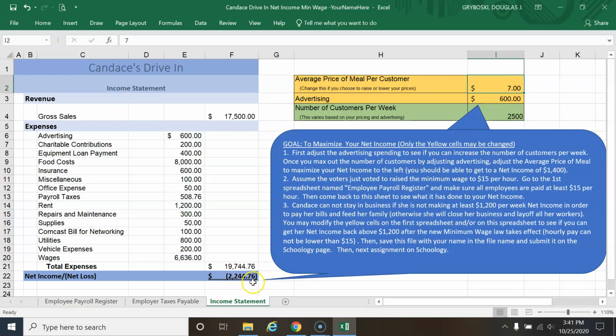Okay. Once you get there, then you're going to go ahead and save the file with your name, submit it on the Schoology page, and then there's another assignment. There's a video that you're going to be watching, a minimum wage law video, that talks about what's happening, what's going on here.